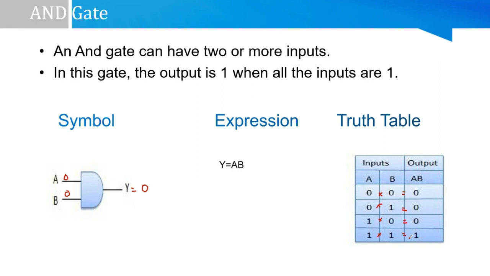Whenever you write the expression, you write it for the output being 1. Here A is 1, B is 1, and you get Y as 1. So A is 1, it will be A, and B is 1, it will be B. You can write it as A dot B because it is doing the logical multiplication operation. Can anyone say what is the application of the AND gate?